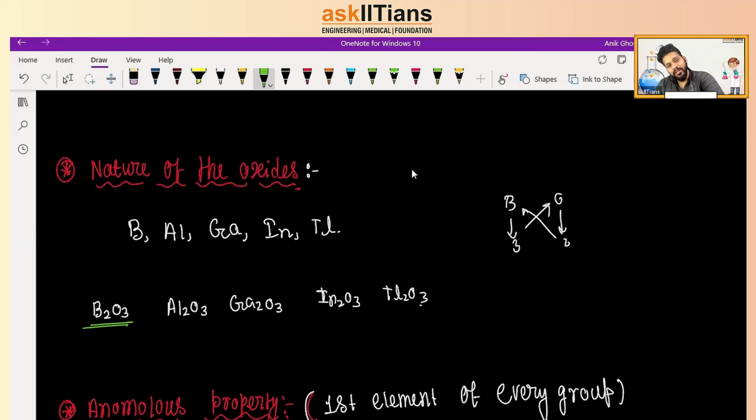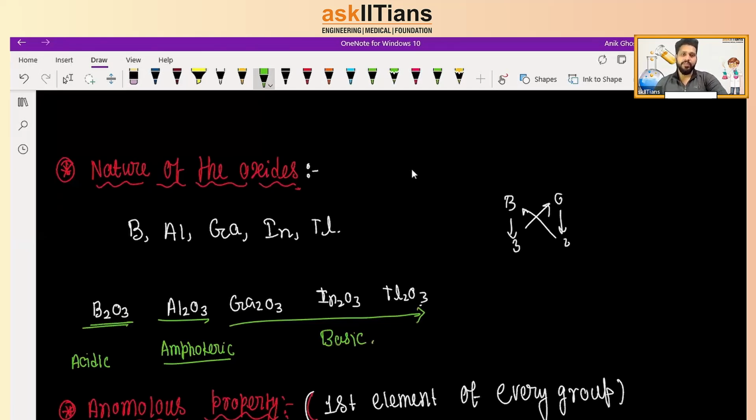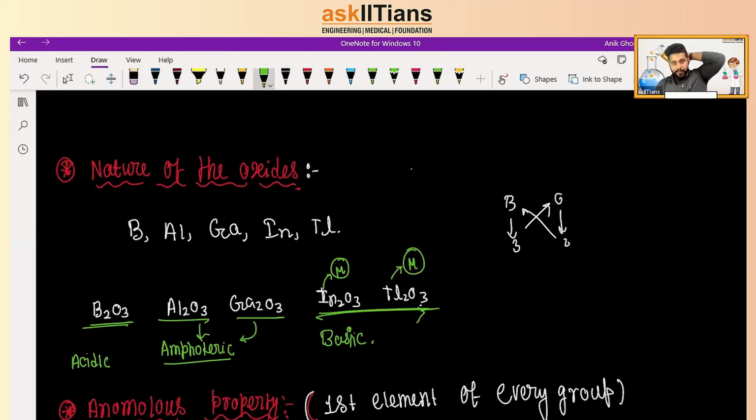So we see that this particular thing is acidic in nature. Al2O3 is amphoteric. It shows both acidic and basic character. Because the more you go down, the metallic character increases, so gallium is also amphoteric in nature. Gallium and aluminium are amphoteric. Indium and thallium are basic in nature because they are metals. Indium is also a metal, thallium is also a metal. Okay, so that is how we can understand the nature of the oxides.